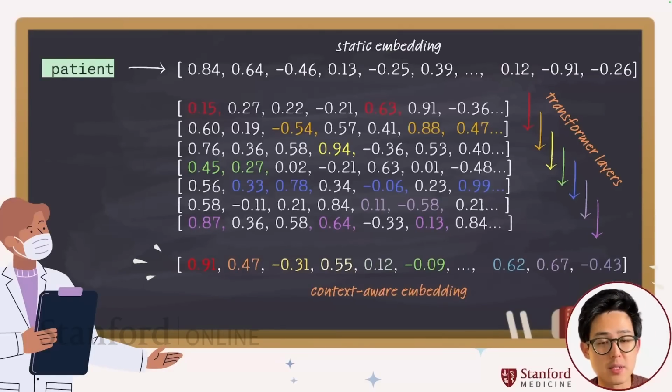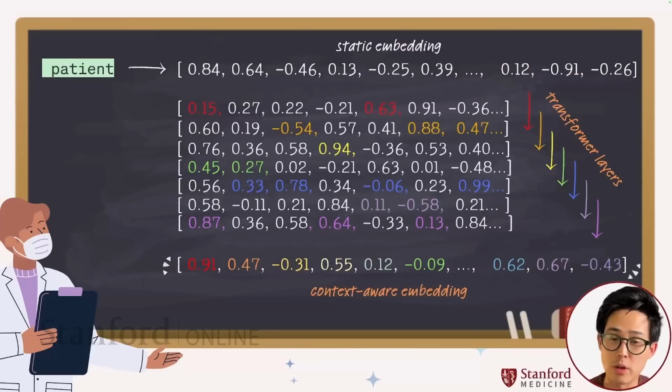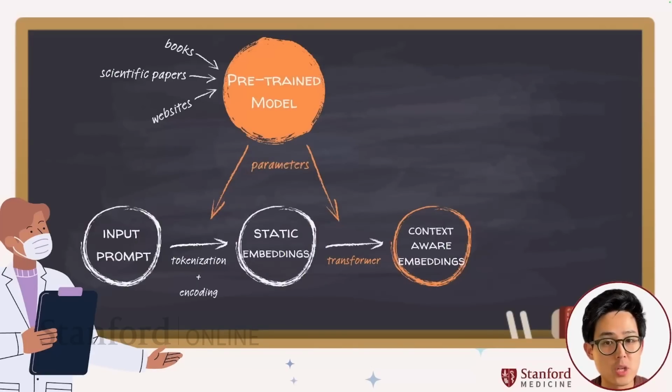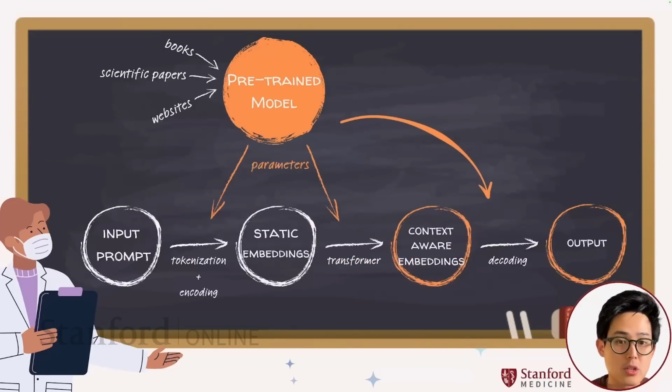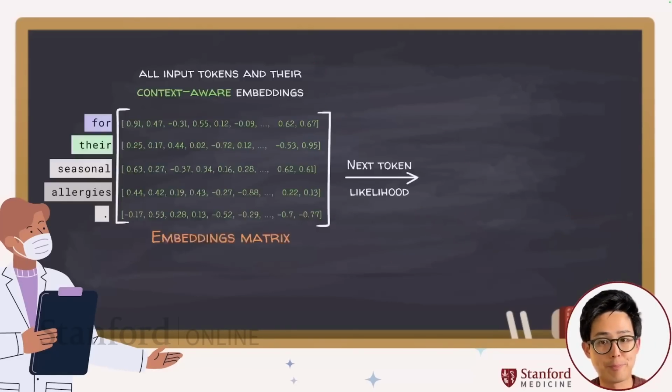And by the end of this process, the original static embedding has been transformed into what we now call a context-aware embedding, one that doesn't just reflect the standalone meaning of the token, but now also encodes within it how it fits into the meaning of the entire sentence or the paragraph or even the whole document. This transformation process happens for every single token in the entire input prompt. And by the end, you have a fully contextualized embedding for every single token in the sequence. And from here, the model can finally use these to generate an output.